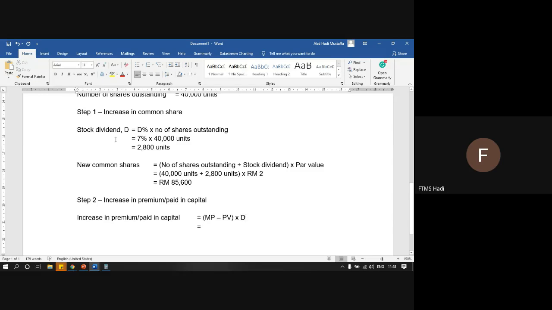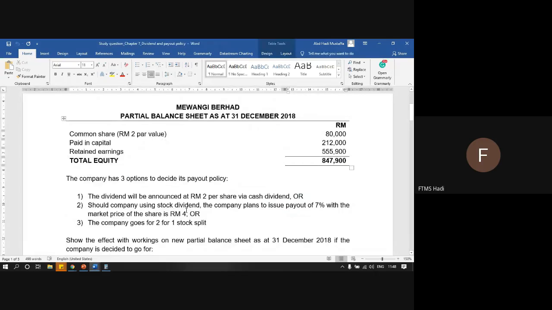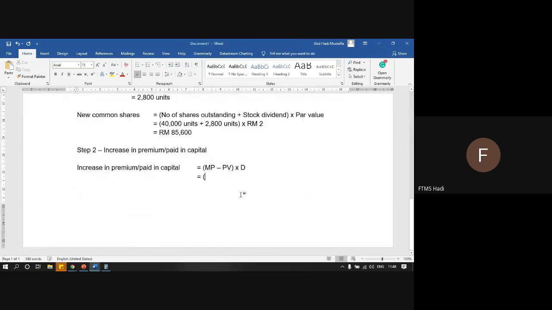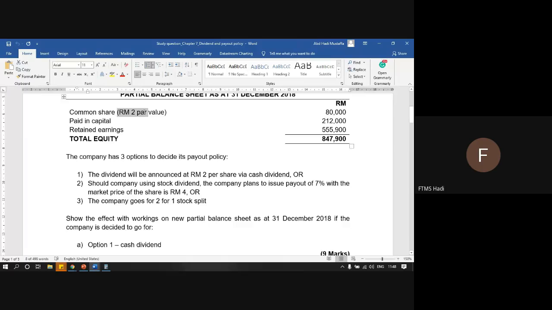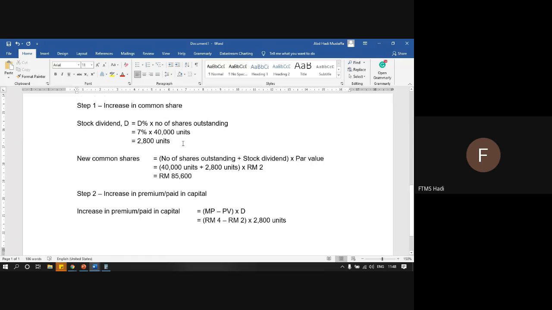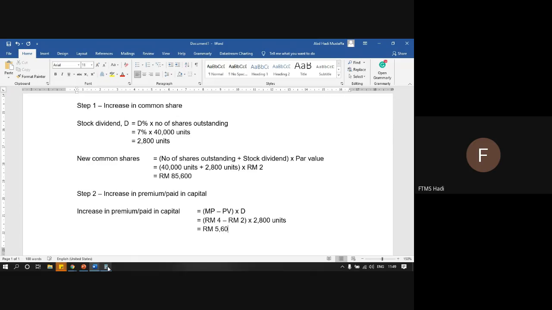Which is D, this one, stock dividend. Okay, market price. Have a look at the question. The market price of the share is 4 ringgit. MP is 4 ringgit, minus par value in this question, 2 ringgit, multiplied by dividend, which is 2,800 units, from this. If you press the calculator, 4 minus 2 is 2, multiplied by 2,800, which is RM5,600.